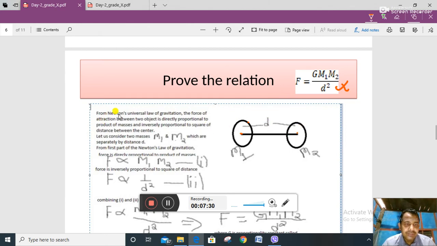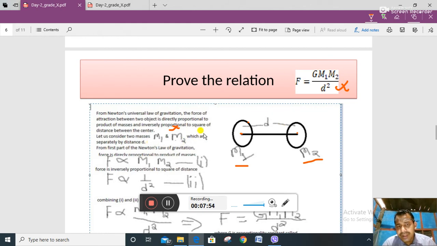From Newton's universal law of gravitation, the force is directly proportional to the product of masses and inversely proportional to the square of the distance between their centers. I have mentioned Newton's law of gravitation to prove this. Now let us consider two masses: mass one denoted m1 and the second mass denoted m2, separated by a distance d.